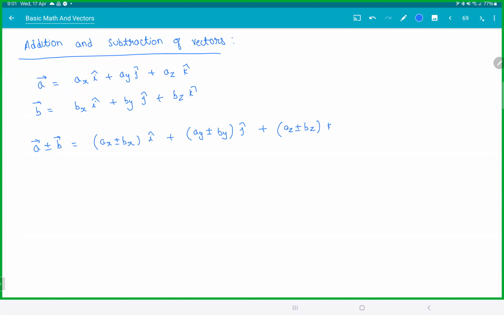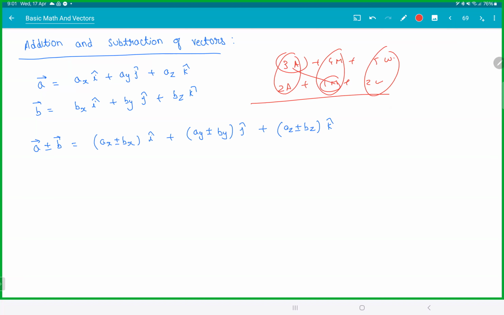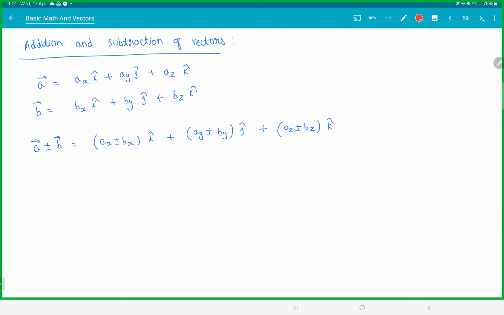Meaning, to give a more crude example, think like this. I have 3 apples, 4 mangoes, and 5 watermelons. I have 2 apples, 1 mango, and 2 watermelons. When I add them, you add apples, you add mangoes, you add watermelons, right? You don't add 3 apples plus 1 mango and get 3 apple or mango. You don't create a new fruit. In the same way, i cap, j cap, k cap are independent of each other. You don't mix up i caps with k caps and k caps with i caps. i caps together, j caps together, k caps together. Whenever you think about that, think about this apple and mango. It's like completely different quantities. So when you add them, you add component-wise, and when you subtract them, you subtract component-wise.